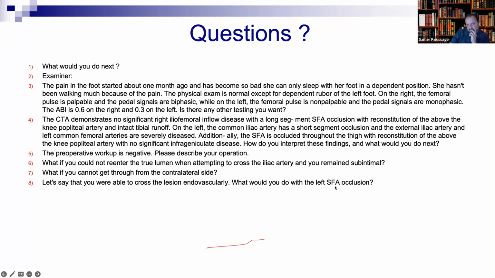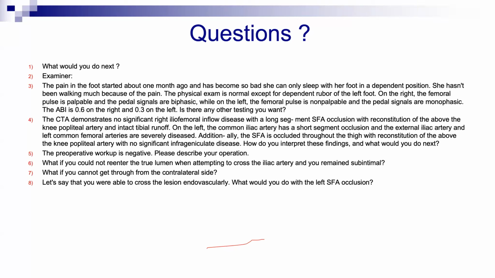What will you do with the left SFA occlusion? Let's say that you're not able to cross the lesion endovascularly. First, what do you do? Let's say you cannot cross it, not from the right, not from the left, not from above. What do you do? Fem-fem bypass. Correct. You do a fem-fem bypass.